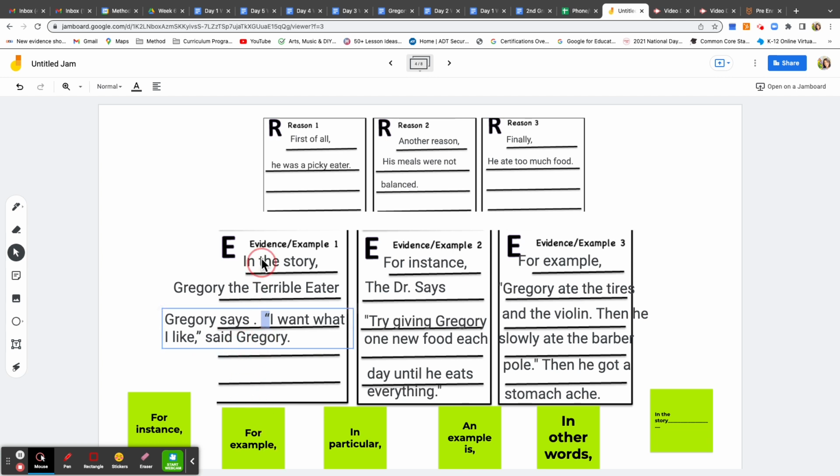So before we actually start with our evidence and our examples, go ahead and read your first reason. My first reason I wrote, first of all, he was a picky eater. Go ahead and read your reason now. You can pause the video while you read and play again when you are ready to continue.